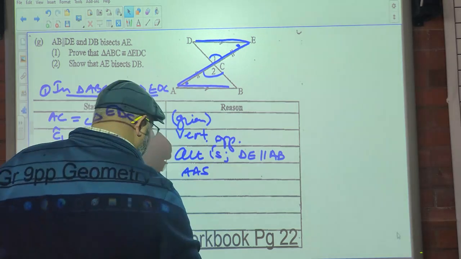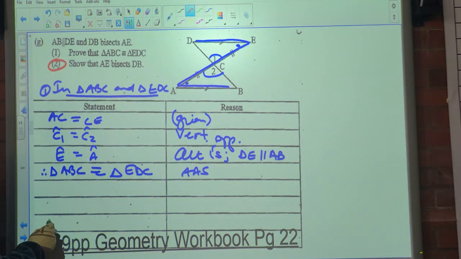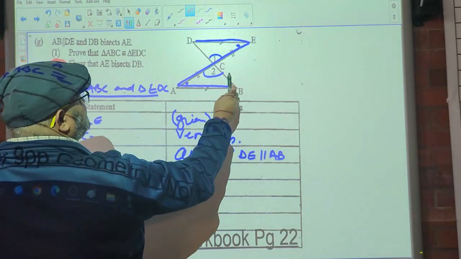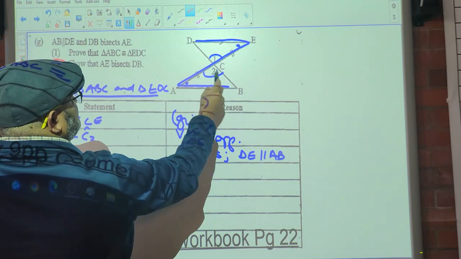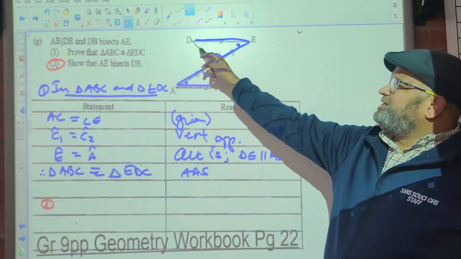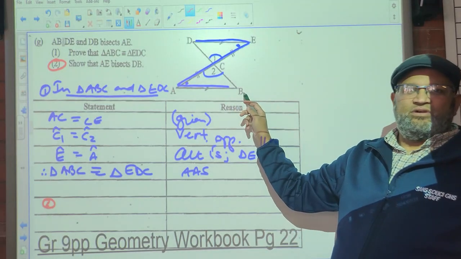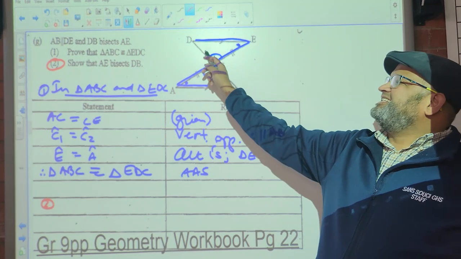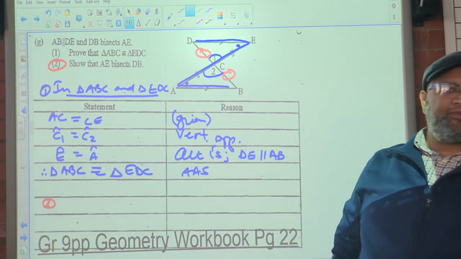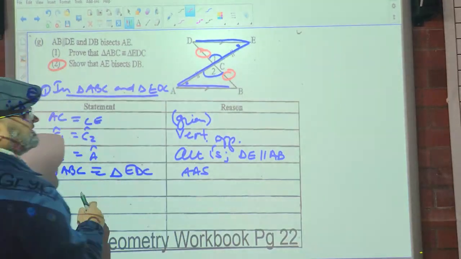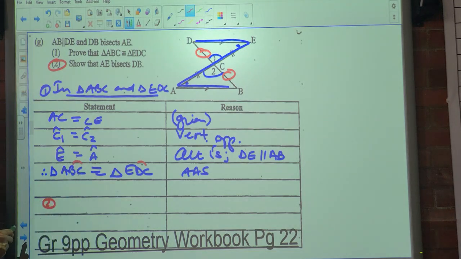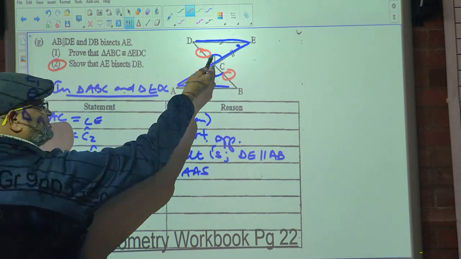Let's look at number 2. Number 2 says to show that AE bisects BD, which means to say you must show that AE is cutting BD in half. Or in other words, we must show that DC is equal to CB. And if you look at this case here, DC is equal to BC. That's what we needed to prove.